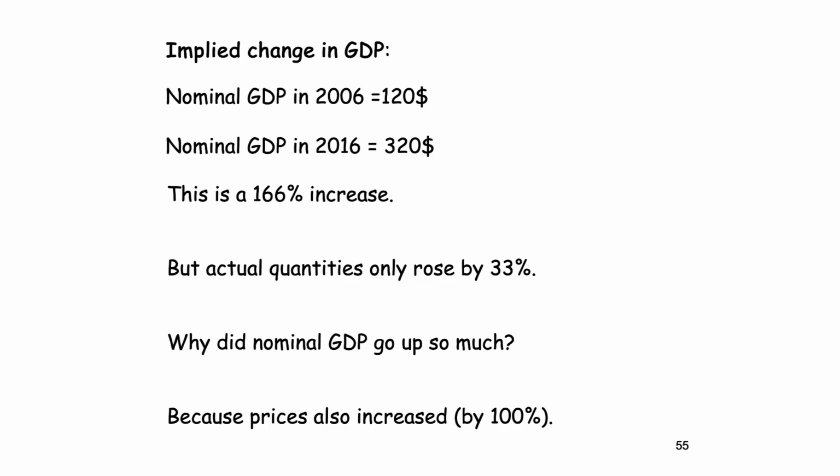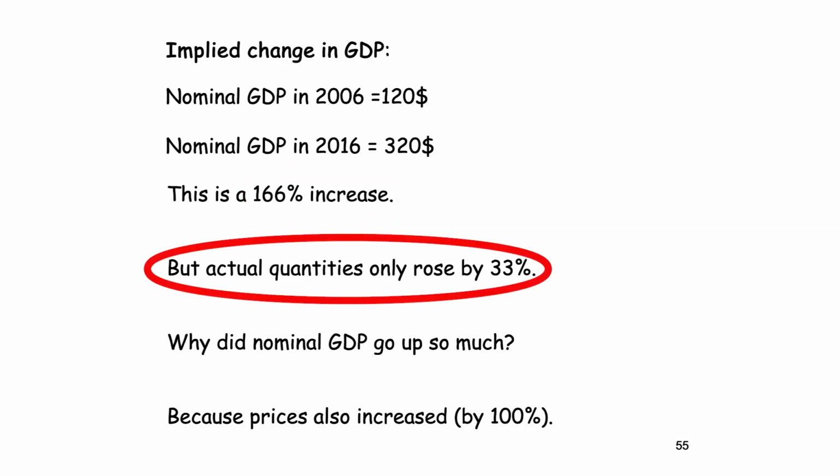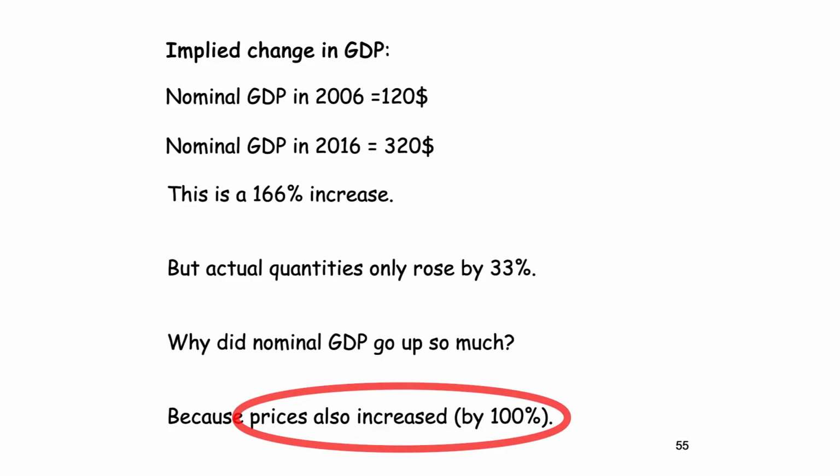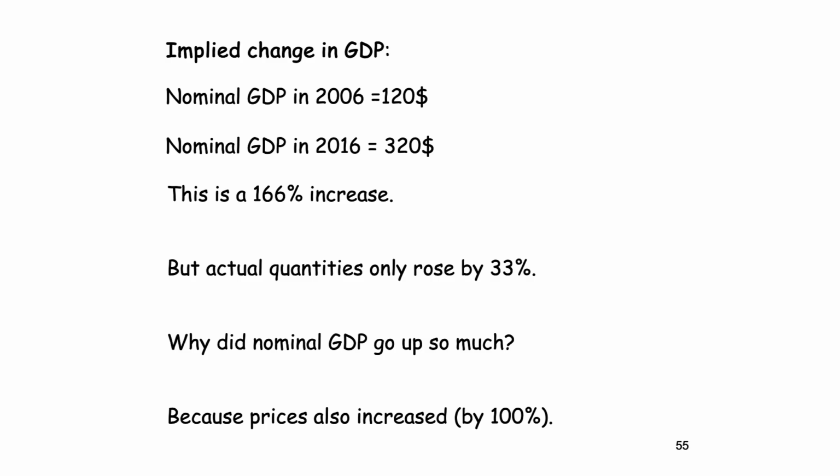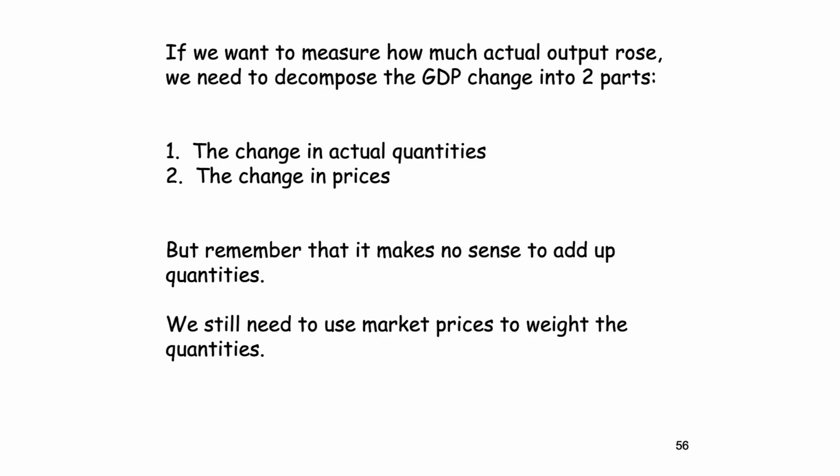As I mentioned a moment ago, the total increase in GDP over those 10 years was 166%, but the quantity produced of pizza and coffee only went up by 33%. So what is the difference between those 2 numbers? Essentially, prices also went up by 100%. If you just look at nominal GDP, you get both effects combined. So how can we separate those 2 factors and focus on what happened with quantity produced?